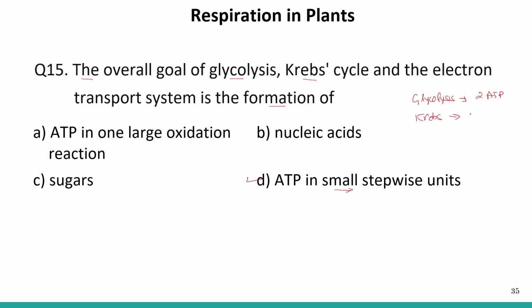GTP is formed, which is equivalent to 1 ATP. Krebs cycle occurs 2 times, so 2 ATP are formed. Again, during electron transport, NADH is oxidized and ATP is produced during the electron transport system.